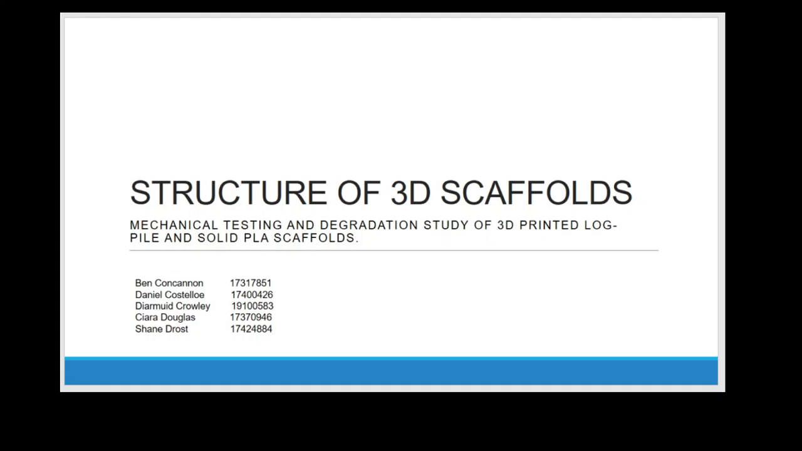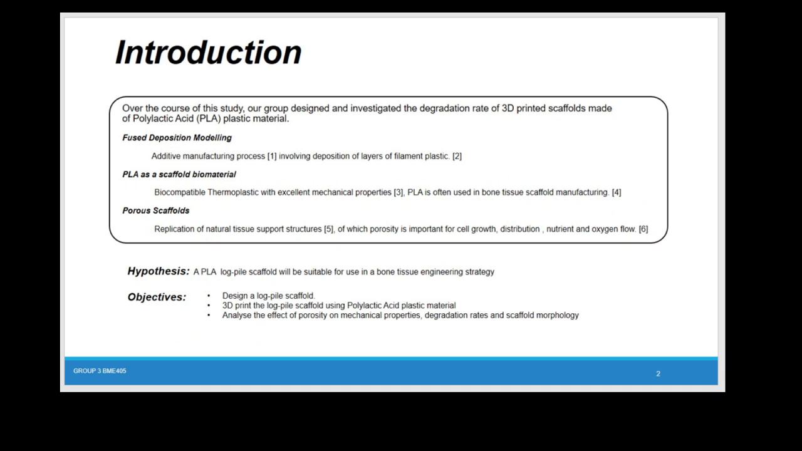My name is Dean Crowley, student number is 19100-583, and I'll be making this presentation on the structure of 3D scaffolds today. So for this experiment we used FDM, or fused deposition modelling, to produce our scaffold with PLA biomaterial, which is one of the best synthetic polymers on the market today.